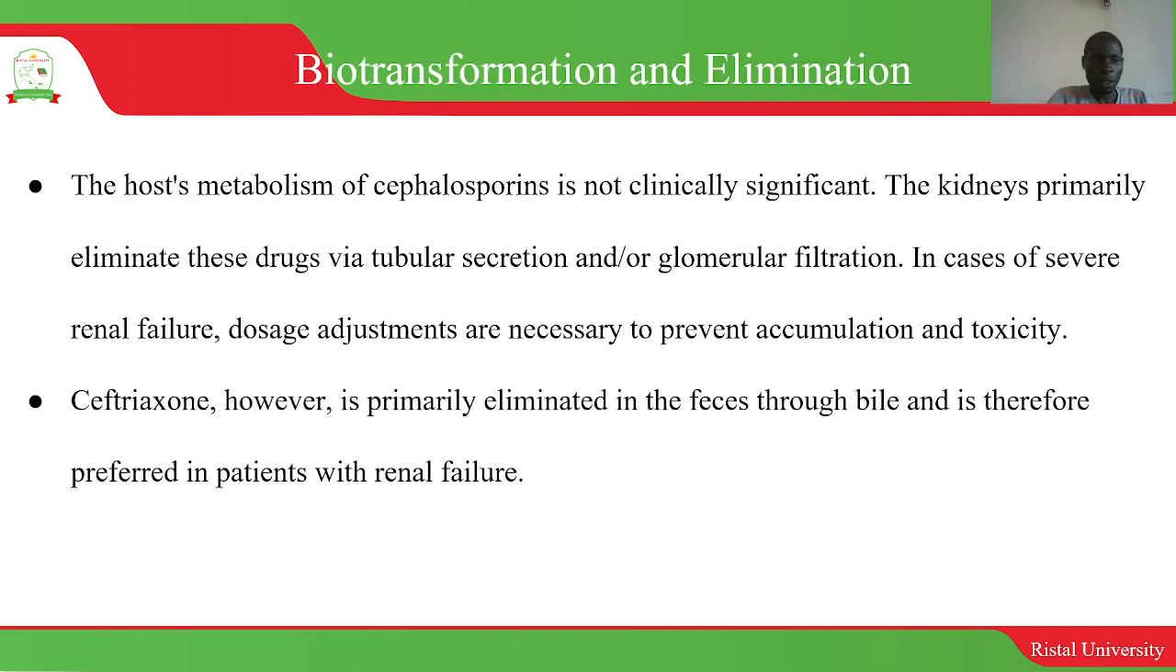Biotransformation and elimination. The metabolism of cephalosporin is not clinically significant. The kidneys primarily eliminate these drugs via tubular secretions or glomerular filtration. In case of severe renal failure, the dosage needs to be adjusted. Otherwise, it will lead to accumulation of toxic effects because of reduced elimination by the kidney. Ceftriaxone, however, is primarily eliminated in the feces through bile and is therefore preferred in patients with renal failure. So you can see we have the best alternative here for patients with renal failure, which is ceftriaxone, because of its elimination in bile, not just through the kidney.